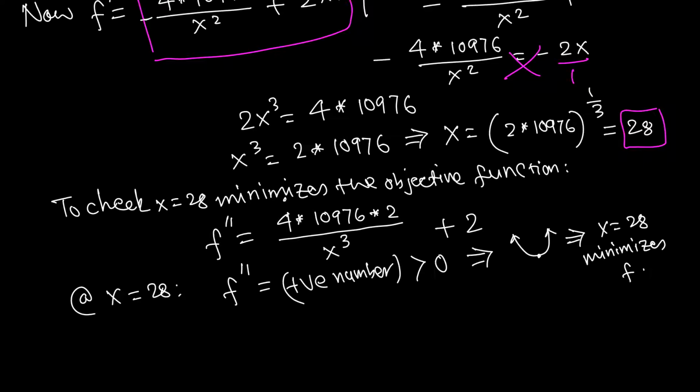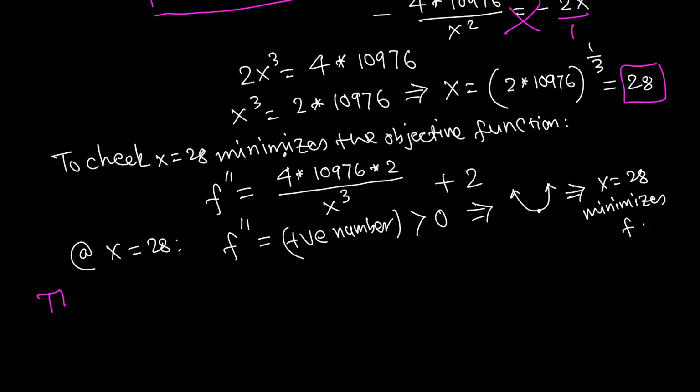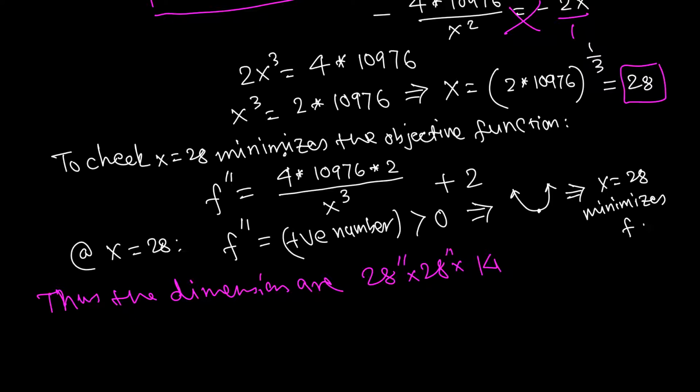So we go up and find all the dimensions. We are finding the dimensions x, x, y: length, width and height. So 28 is length, width is also 28, and now we find y, the height, from here. Use your calculator: 10,976 divided by 28 squared will be the height y. So plugging in 28 squared here, we get 14. So 28, 28, 14. Let's go all the way down and write down the final answer. Thus the dimensions are 28 feet by 28 by 14, I think inches. So okay, final.